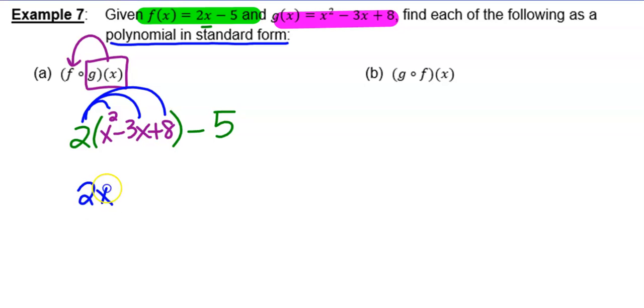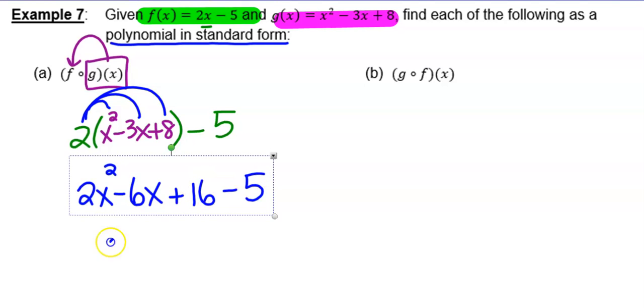We have 2x squared minus 6x plus 16 minus 5. And then combine like terms, we get 2x squared negative 6x. And 16 minus 5 is 11.